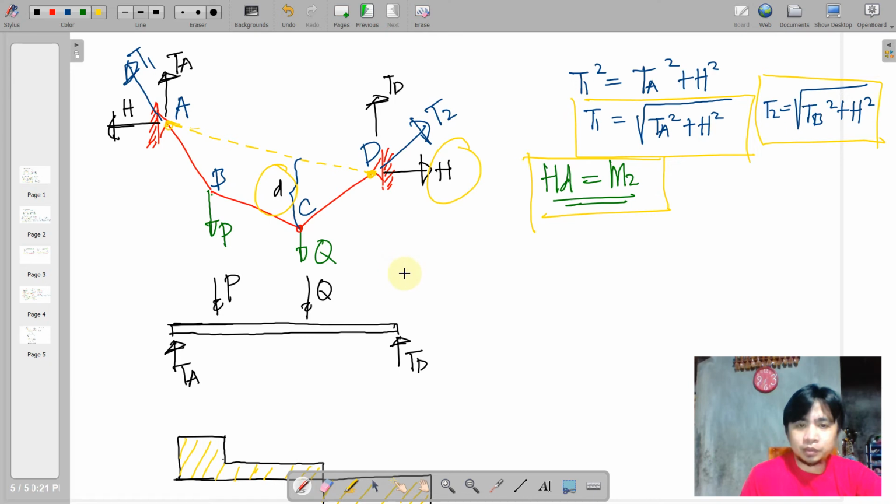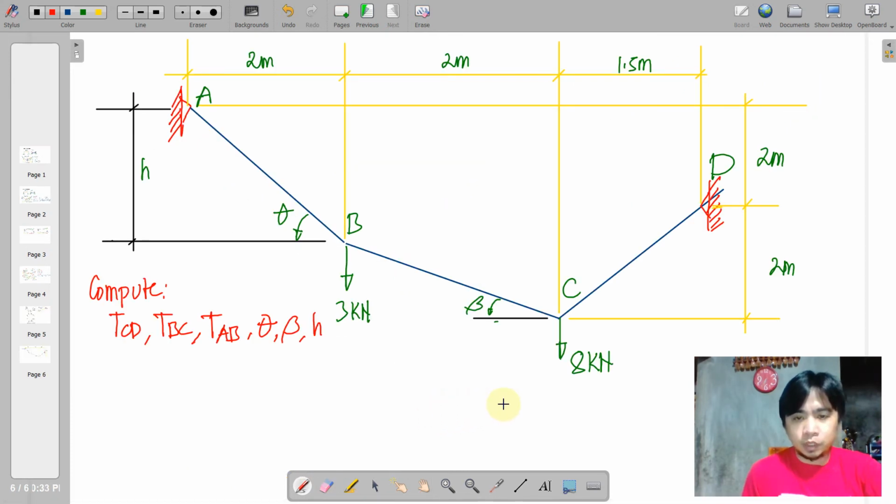And we can actually appreciate those principles introduced by examples, of course. Okay, so let us consider this cable carrying point loads on B and C. We are tasked to determine the tension along CD, tension on segment BC, tension on cable AB, as well as the value of these angles and H, which is indicated in the figure.